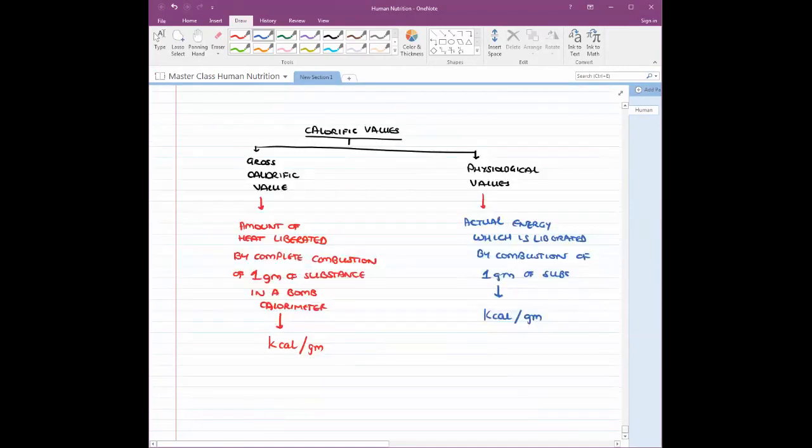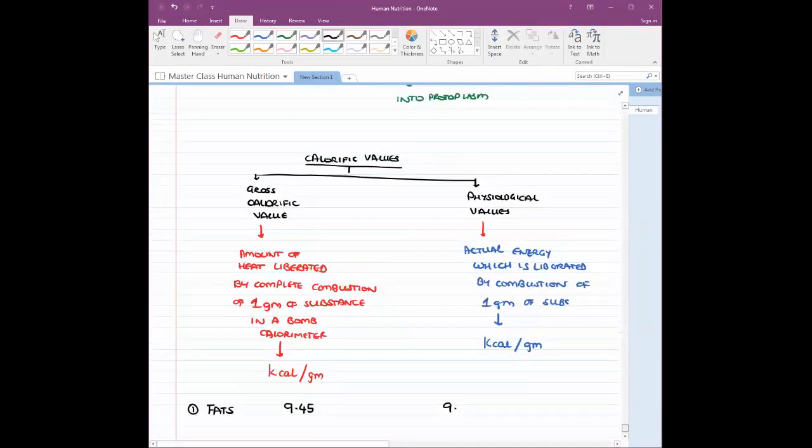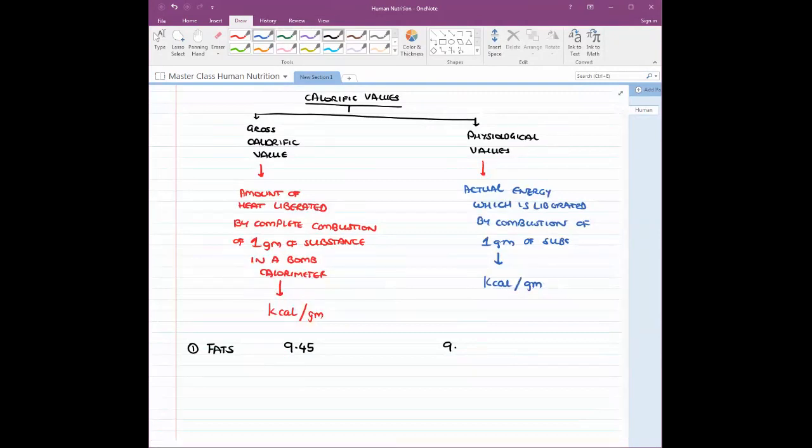So let's try to see, guys, what the different components are and how much they are going to produce. First one, we are going to have fats. If you look at fats, the gross calorific value is going to be really, really high, 9.45 kilocalories per gram, a really rich source of energy. And if we look at physiological values, that is under your normal conditions, it is just going to be 9 kilocalories.